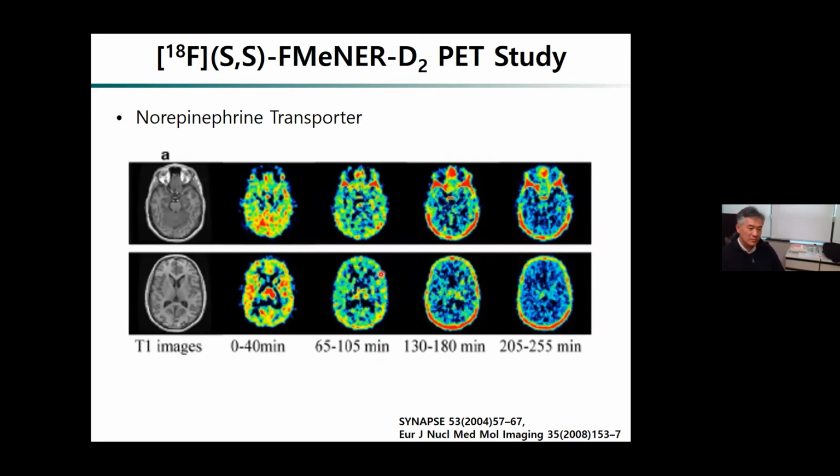But in this image, you can see the high skull uptake. That means the F18 is detached from the original compound. As you know, free F18 can localize into the bone. So that's why there is high bone uptake, which means detachment of the F18 from the original compound.